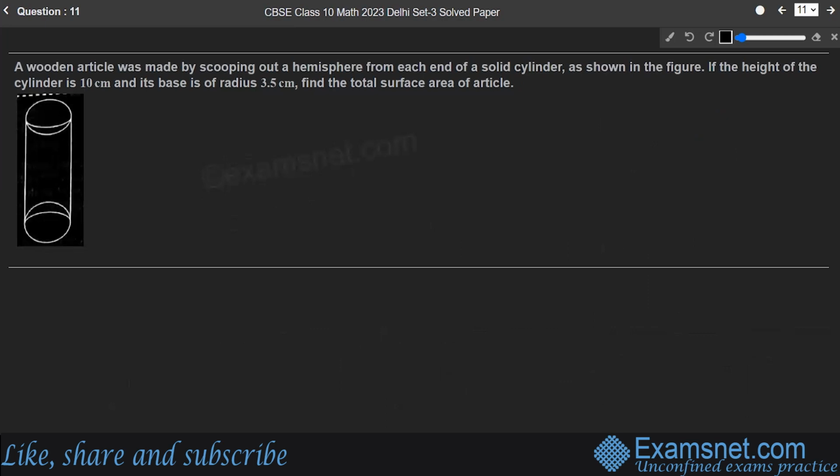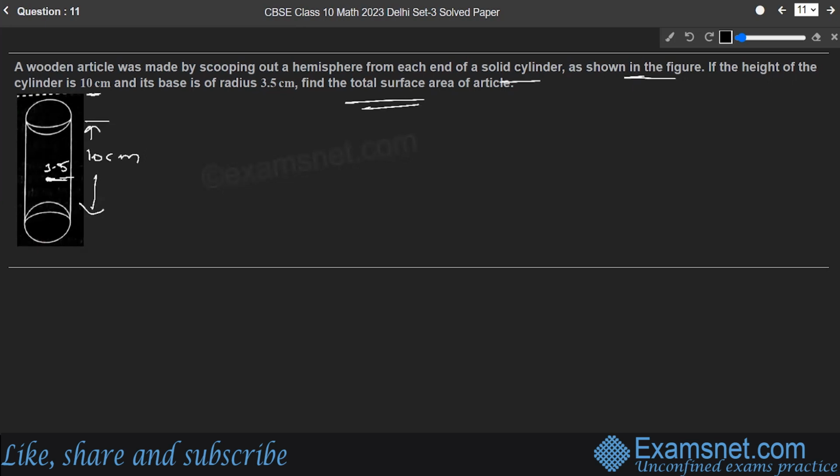Now the next one. A wooden article was made by scooping out a hemisphere from each end of a solid cylinder as shown in the figure. If the height of the cylinder is 10 centimeters, which is already given, let us mark it here. The height is 10 centimeters, so this is 10 centimeters from here to here. And the base radius is 3.5 units. Then find the total surface area of the article. This is what we are supposed to find out.